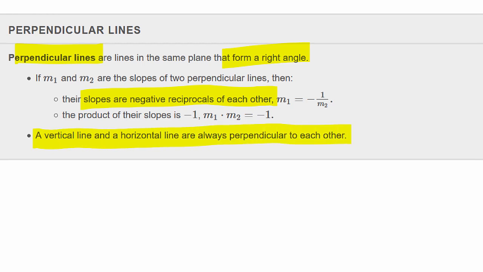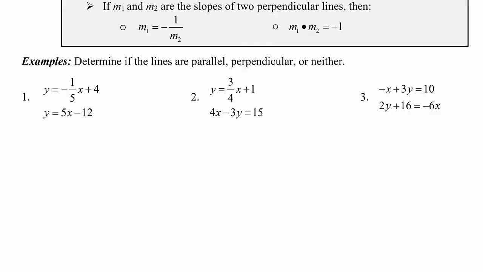Okay, so now that we know the definitions of parallel and perpendicular lines, let's look at two lines and compare them. Just by looking at their slopes, let's see if we can decide whether the lines are perpendicular, parallel, or neither. So determine if the lines are parallel, perpendicular, or neither. Look at problem number 1.